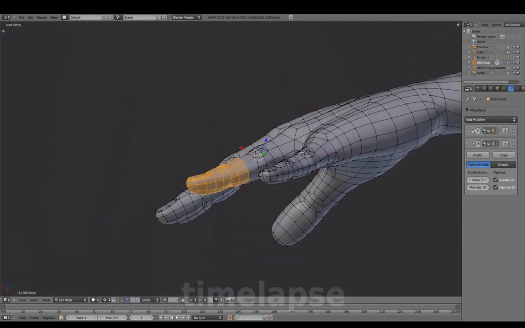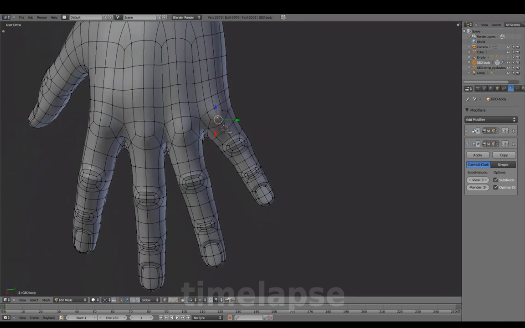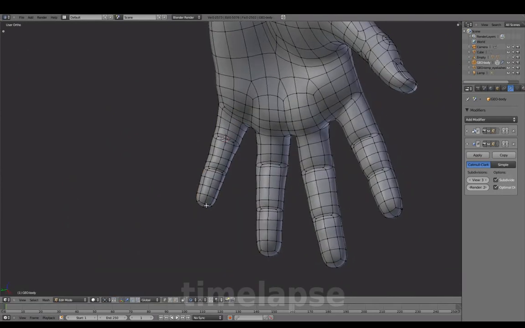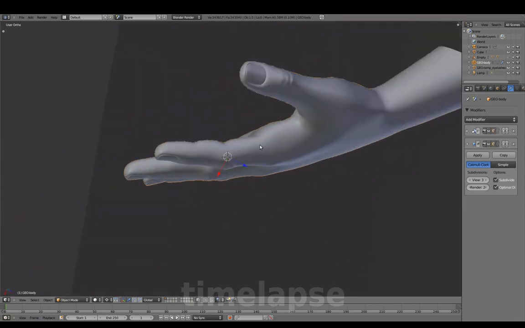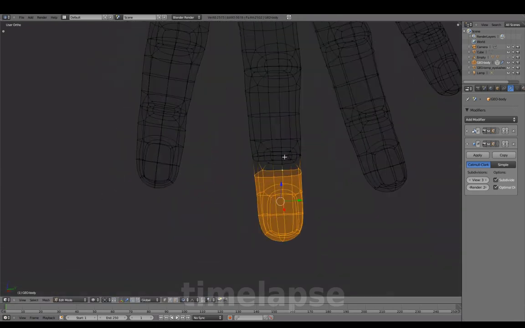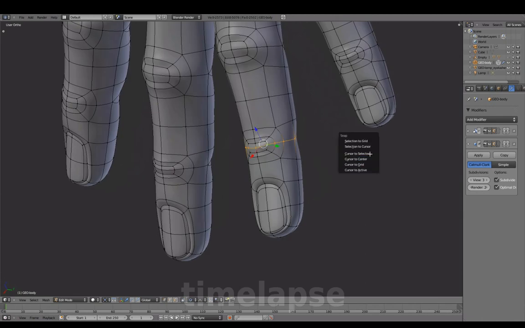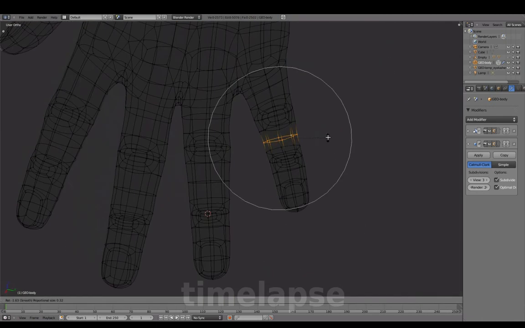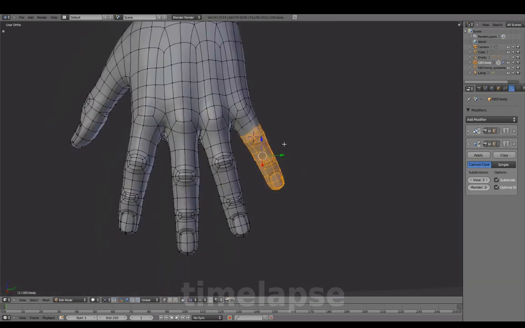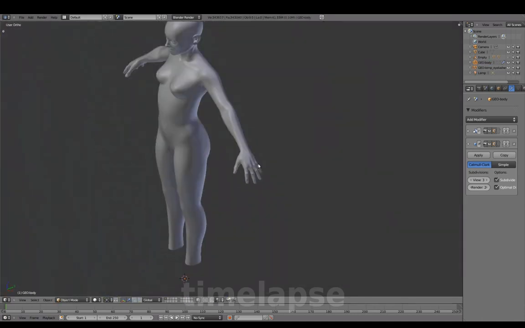increasing the influence of the bend into the hand, and ensuring the overall proportions of the fingers are maintained. Alt-B to toggle out of box cut view.